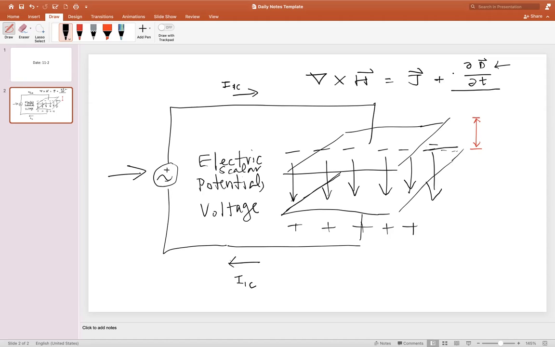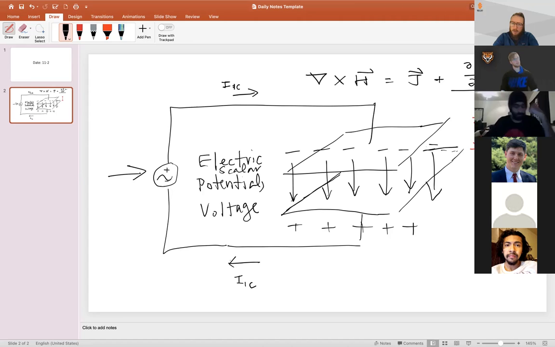All right, so does that answer some of your questions, Daniel? Does that help you understand? What else can I tell you about the displacement current? I get the concept. Okay. Is there any chance we could work some examples?